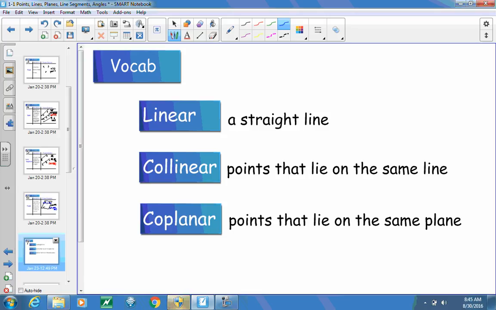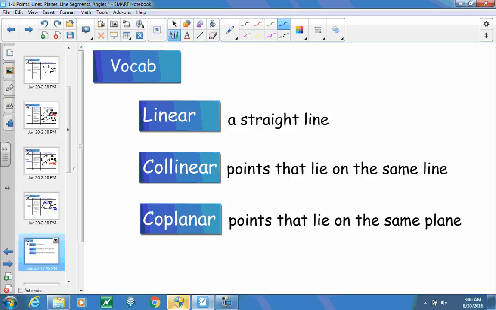So the word linear means that you're drawing a straight line. You probably think back to your algebra days, and when we talked about linear equations, y equals mx plus b, that was a graph of a straight line. We have the word collinear. Collinear means that you have multiple points that are on the same line. So since a line is made up of 2 or more points, 2 or more of those points have to be collinear. They have to be on the same line.